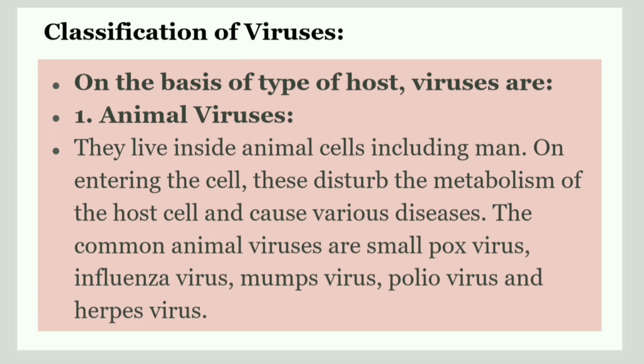We will discuss animal viruses. These viruses live inside animals, all animals including humans. After entering the cell of a man or an animal, they disturb the metabolism of the host and cause several diseases. Some examples of animal viruses are influenza virus, polio virus, smallpox virus, etc.